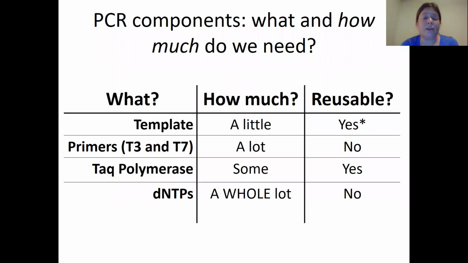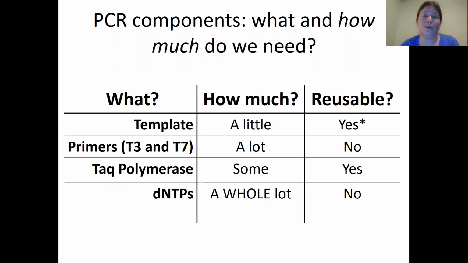Okay, so now we're going to look at sequencing, and we're going to start by comparing it to PCR because in both cases we're synthesizing DNA in a test tube. So in PCR, we needed template, primers, Taq polymerase, and dNTPs. We needed a lot of dNTPs because every PCR product is going to include many dNTPs, and you can't reuse them. Once you've used a dNTP, once you've incorporated it in a PCR product, it's gone.